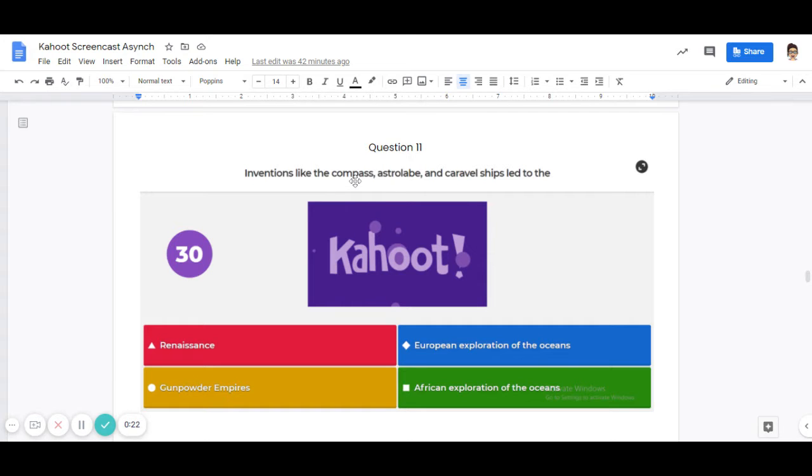So remember, if I have a compass, that tells me what direction I'm going, north, south, east, or west. The astrolabe helps us figure out where we're going by using the stars. And a ship is what helps me travel the ocean. So if I'm using a ship, I'm definitely traveling the ocean. But if you said the green square, Africans are not the ones exploring, it is the Europeans exploring.